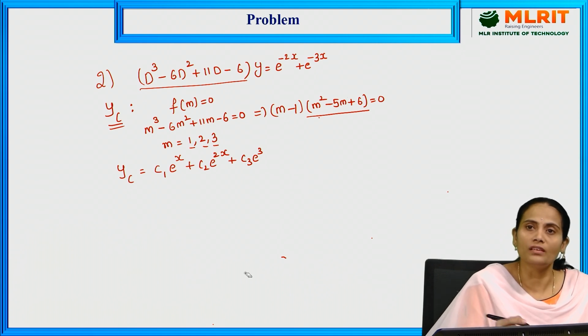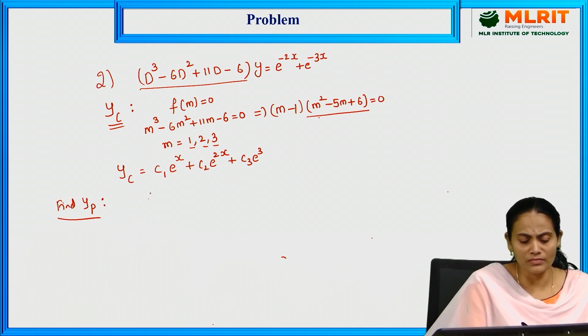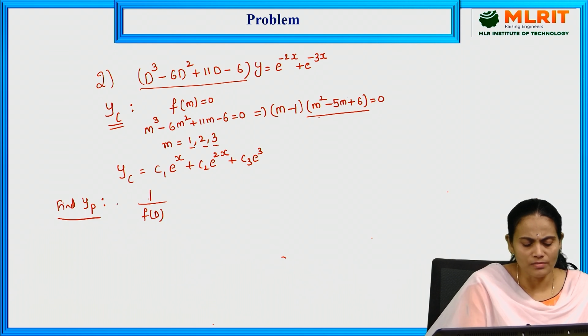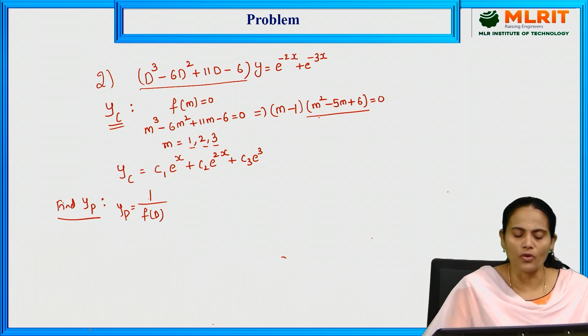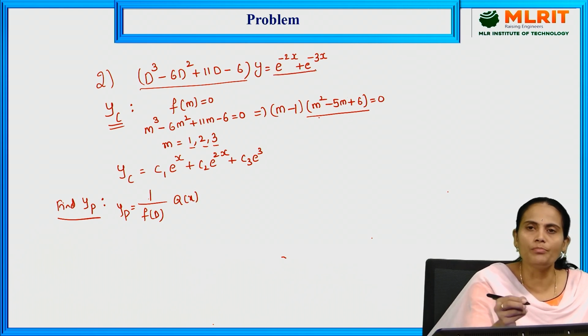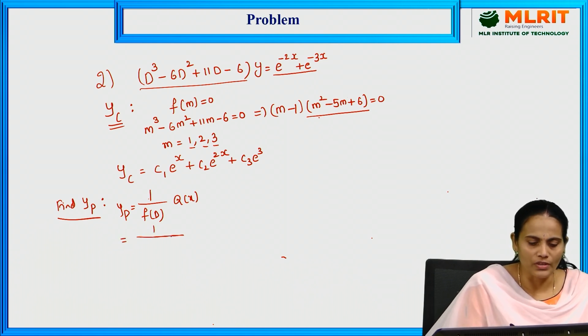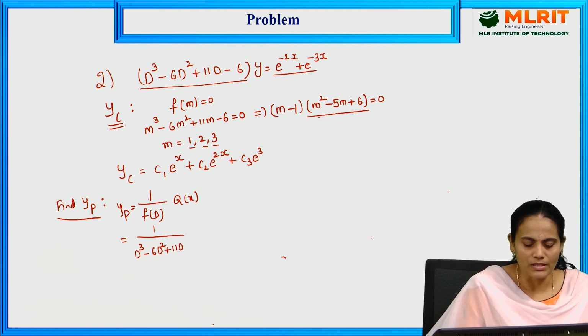And now to find the yp. yp is defined as yp = 1 by f(D) into Q(x), or f(x). Here Q(x) is nothing but e power minus 2x plus e power minus 3x. So now take the f(D) here: D cube minus 6D square plus 11D minus 6, and Q(x) is e power minus 2x plus e power minus 3x.